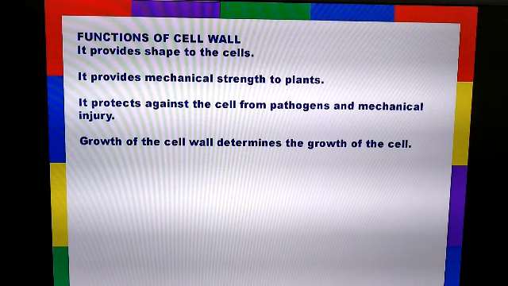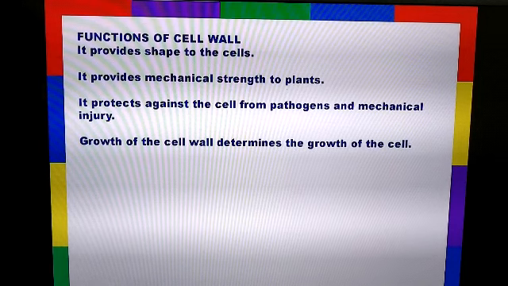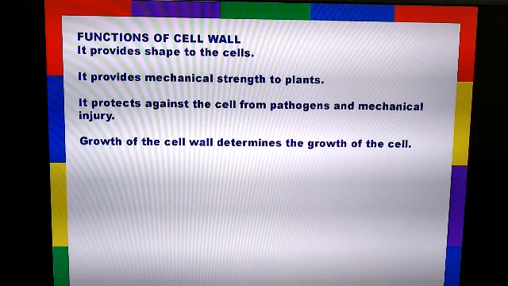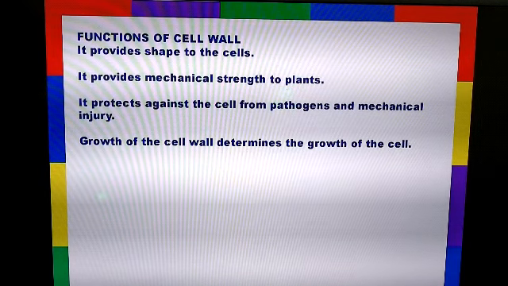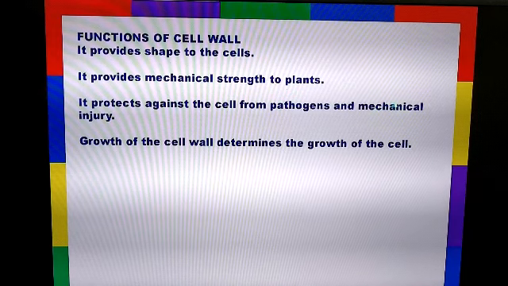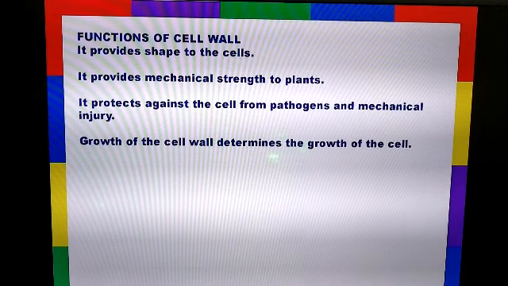So what are the functions of cell wall? It provides shape to the cell, and it gives protection to the inner parts of the cell. It provides mechanical strength to the plant. It prevents the entry of pathogens into the cell and also protects the plant from any kind of mechanical injury. Growth of cell wall means the growth of the cell.